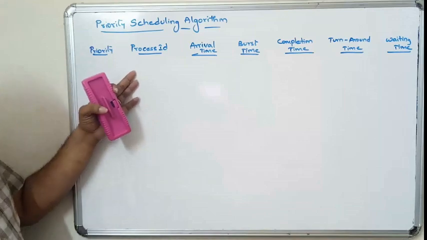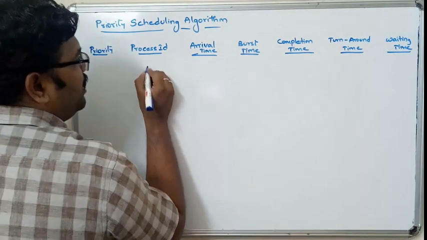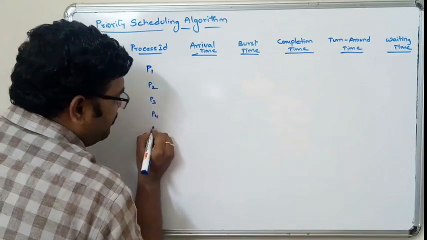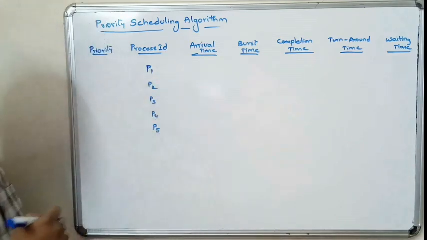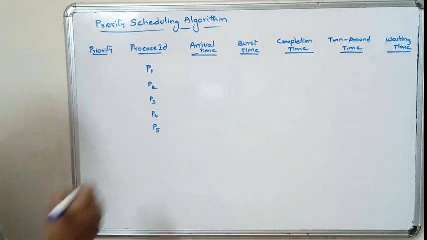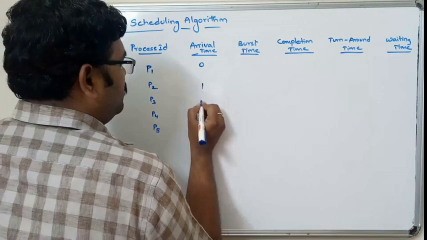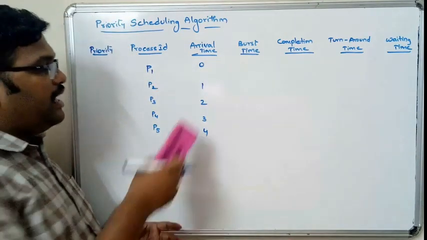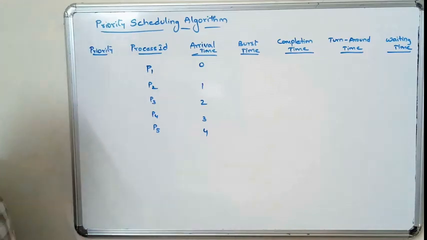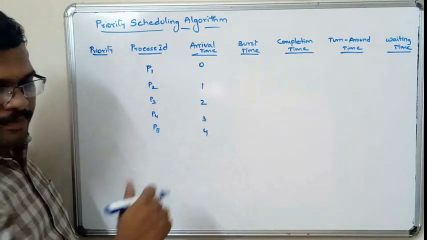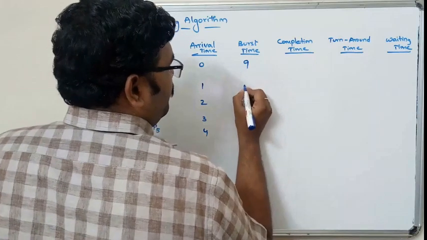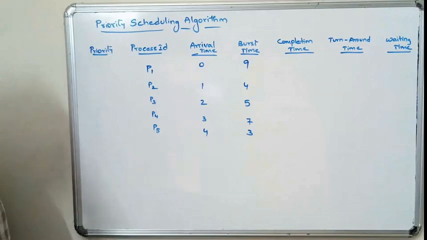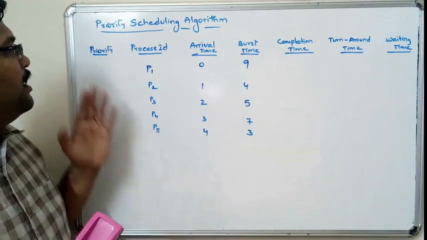Now let us take the process IDs. I will take 5 processes, P1, P2, P3, P4 and P5. So total 5 processes, and the arrival times for these processes are 0, 1, 2, 3 and 4. As I said, arrival time is a relative time, right? Now what about the burst time? 9, 4, 5, 7 and 3. This is the burst time.